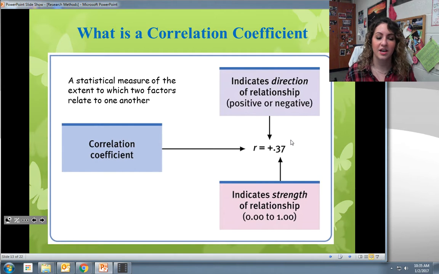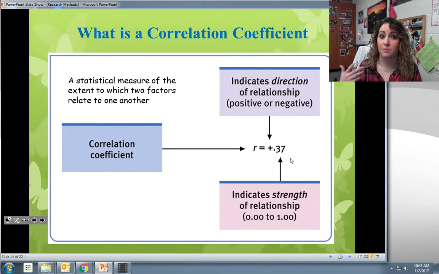So there's this idea of a correlation coefficient. A statistical measure of the extent to which two factors relate to one another. So how much is it positively correlated? How much is it negatively correlated? So the correlation coefficient is going to be some number between -1 and +1. Negative just means it's a negative relationship. Positive means it's a positive relationship.